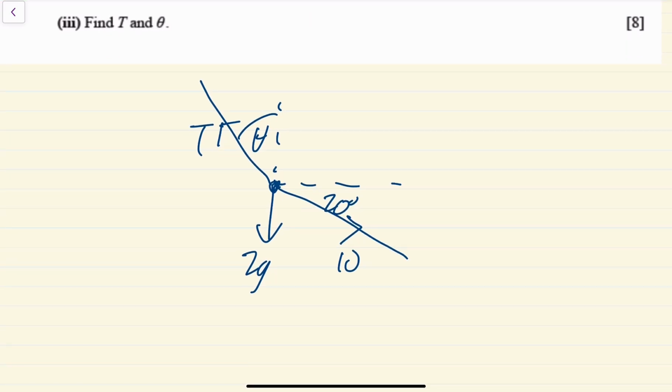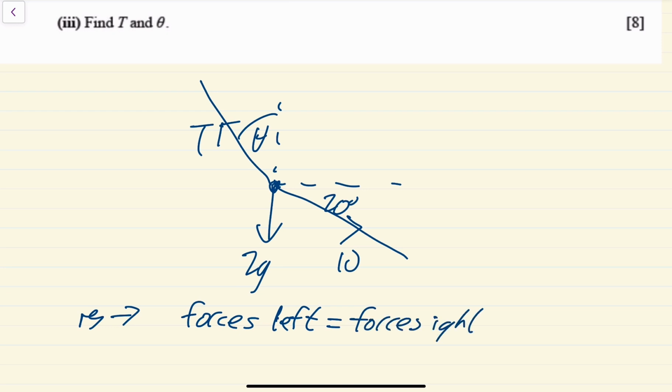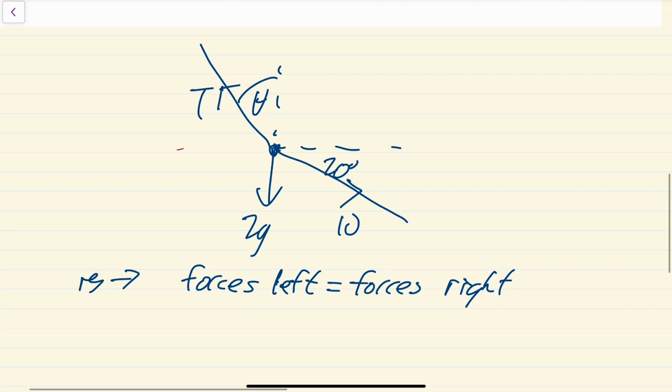The only thing you can do in a question like this is to resolve horizontally. And when I say resolve horizontally here, there's no acceleration, the thing's not moving. So what you're doing is put your forces left equal to your forces right. Okay, so what you've got going left, you imagine a certain amount of this T is going along that red line. That's a component of it going left, and you don't have the angle from here to here. If you don't have the angle, you use sine. So it's T sine theta.